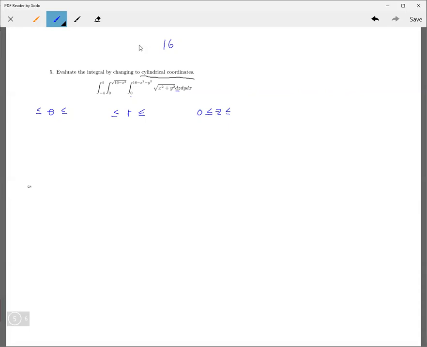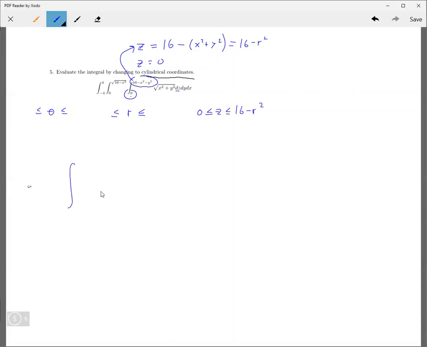The upper limit for z, what's that? Why don't you just solve for z? It's already solved for z. So the lower limit is z equals 0, and here's the upper limit. I've taken the liberty of just factoring out a negative. So what is this in polar coordinates? r squared. Exactly. So the upper limit is just going to be 16 minus r squared.